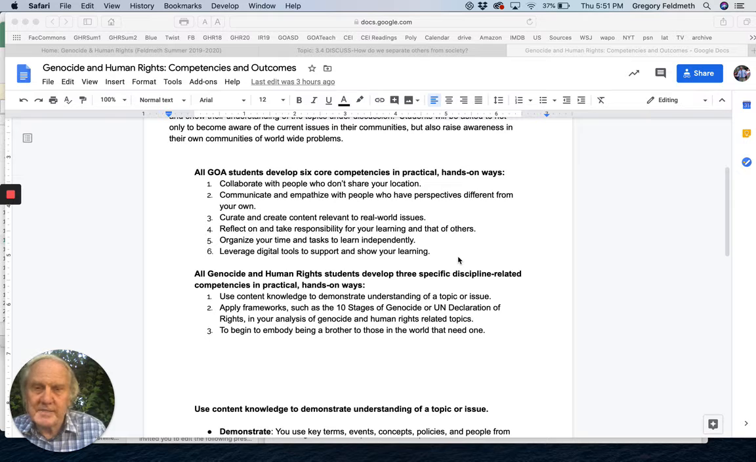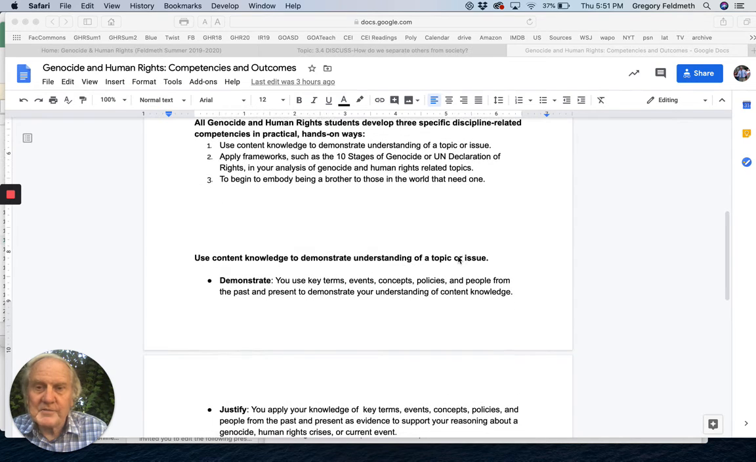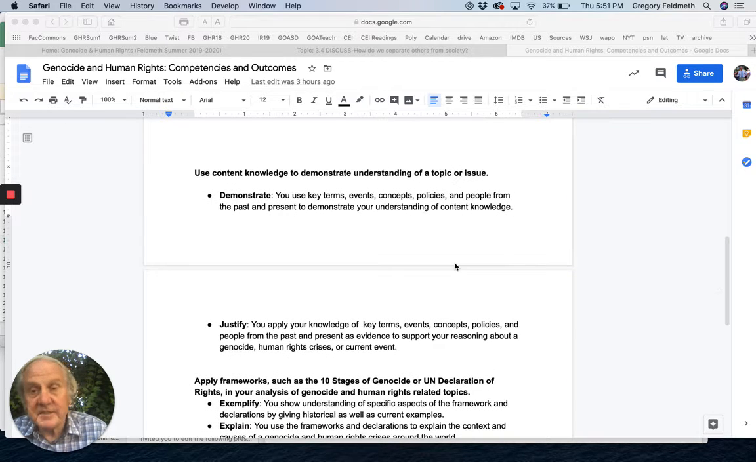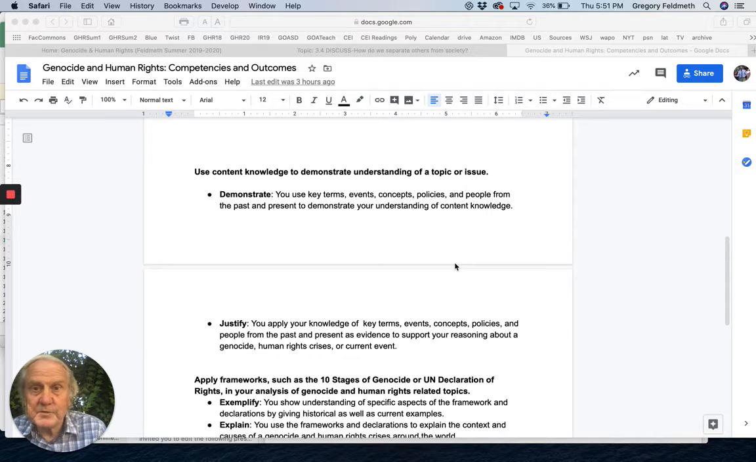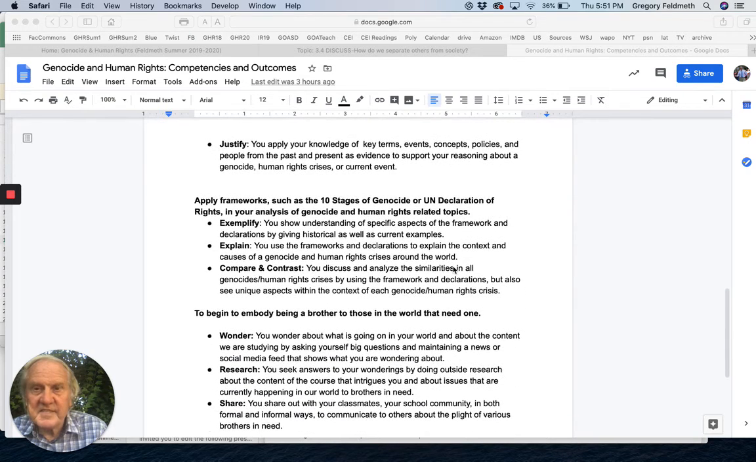So that's a competency. And then an outcome is a specific thing that we're looking for. So on the first one, it's demonstrate. Second one, it's still in the first one, it's justify. We're using content knowledge to demonstrate understanding. The second GHR specific competency is to apply frameworks in your analysis of genocide and human rights related topics. And you can see there's 3 examples under that: exemplify, explain, compare and contrast.